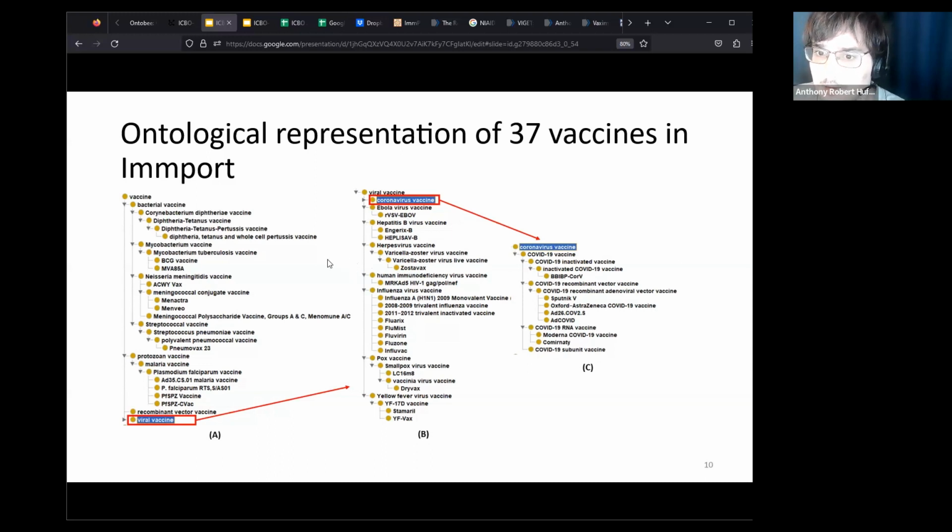If you also count all of the children, you'll notice that there are not 37 vaccines. That's because 3 of the vaccines that we found as being different within ImmPort were all mapped to the 2008-2009 trivalent influenza vaccine.